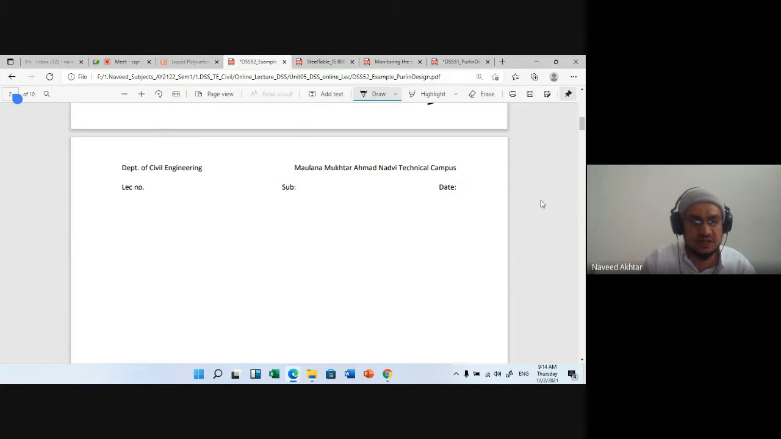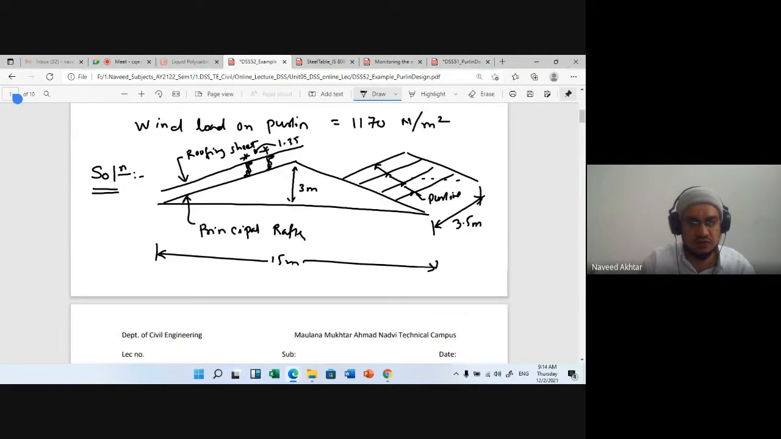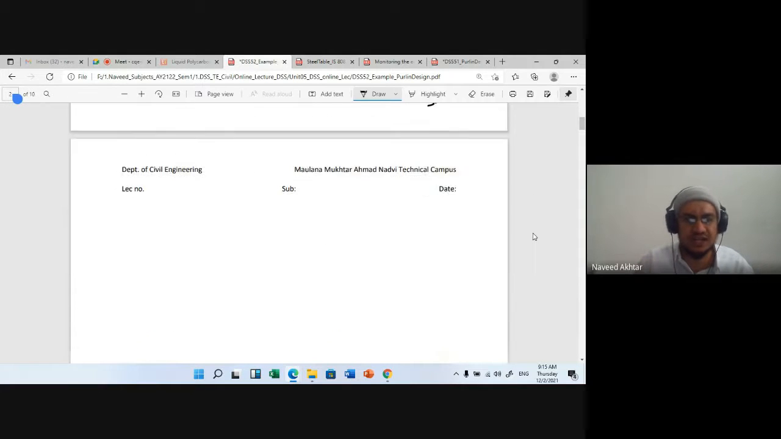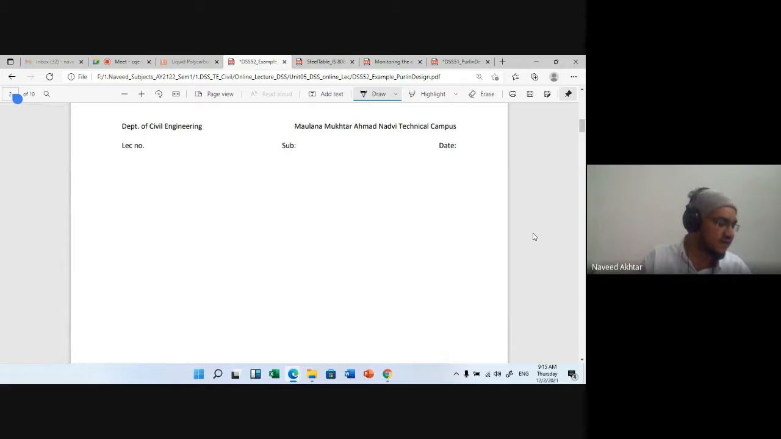In step number 1, we have to find the slope theta. You should know this theta, because the uplift force is perpendicular to the roof truss, the main load, and your purlin is inclined. So the load on the purlin will be in two directions, x and y, but the wind load is always vertical uplift in the y direction.